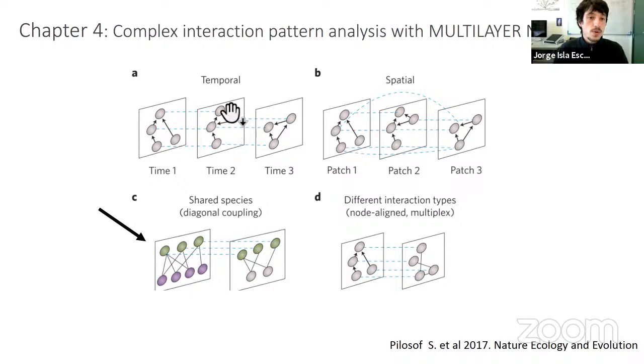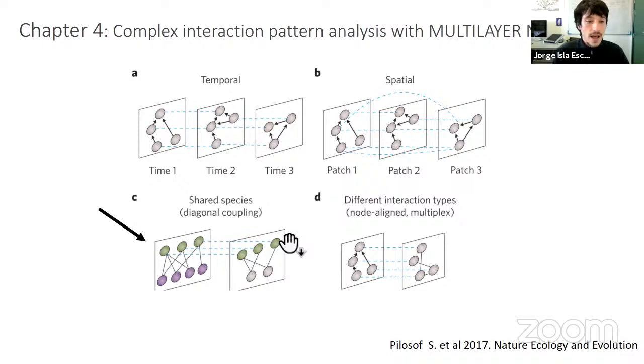For example, here, in this temporal multilayer network, each layer represents a specific time moment of a sampling, for example, a sampling day in a study. Or in a spatial multilayer network, each layer could represent, for example, a different type of habitat. And in each layer, the different animals are interacting. This is the same as a classical bipartite network, but for example, between habitats, animals can move. And we can calculate different network metrics combining the information of the different layers.